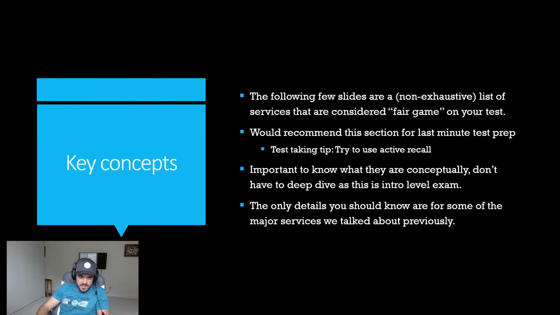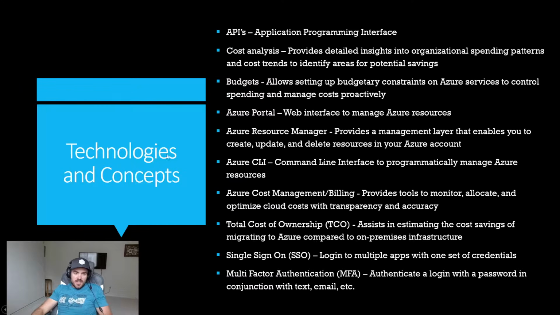Okay, let's do this. So, technologies and concepts, just sort of general things. All right. APIs, application programming interface, helps programs talk to each other. Cost analysis provides detailed insights into organizational spending patterns and cost trends to identify areas for potential savings. Budgets allow you to set up budgetary constraints on Azure services to control spending and proactively manage costs.